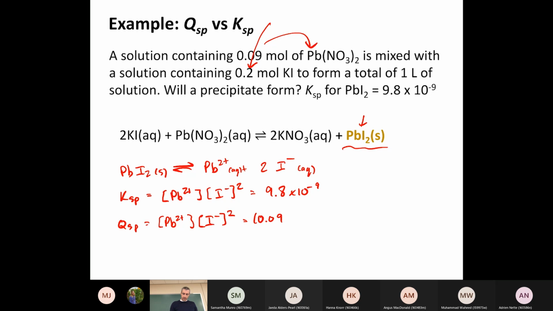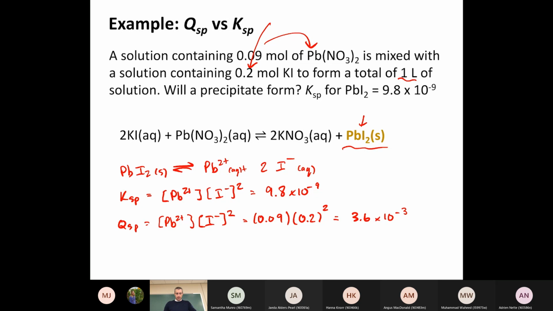0.09, and it's in 1 liter. So that's 0.09 moles per liter. We don't put the units into the Ksp or Qsp expression. For I minus, we have 0.2 moles in 1 liter, so it's 0.2 molar. Again, we leave the units out. We square that. And what we end up with is 3.6 times 10 to the negative 3.